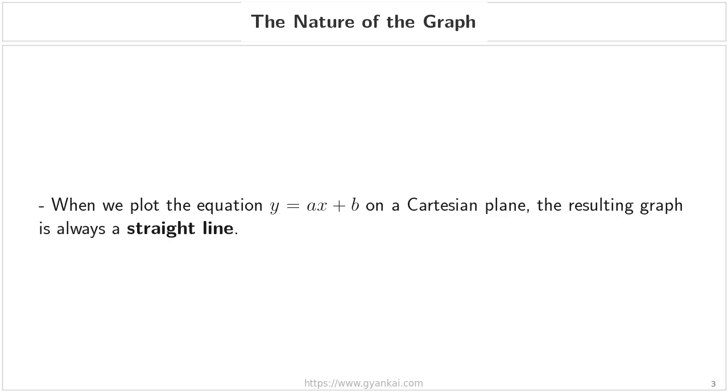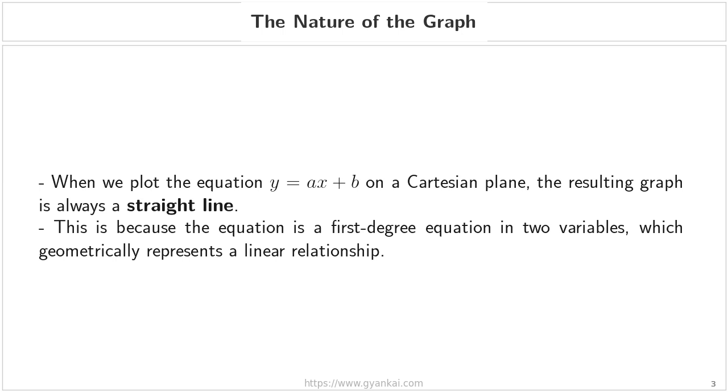The nature of the graph. When we plot the equation, y equals ax plus b, on a Cartesian plane, the resulting graph is always a straight line. This is a very important characteristic to remember. The reason for this is quite simple. This equation is a first-degree equation in two variables, which geometrically represents a linear relationship.